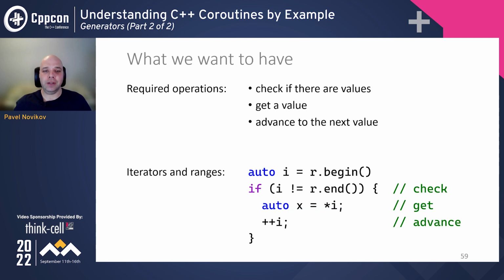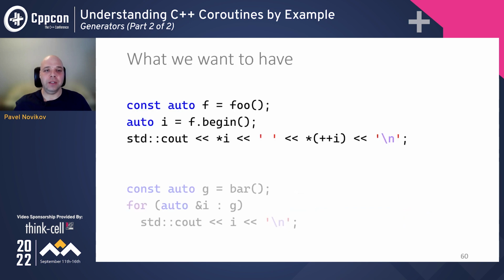In this case, by having some iterator, for example, from the begin call, we can check if there are more values by comparing to the end iterator. We can get a value from a range, or in this case a generator, by dereferencing the iterator. And we can try to advance to the next value by incrementing the iterator. So let's see how it is implemented.